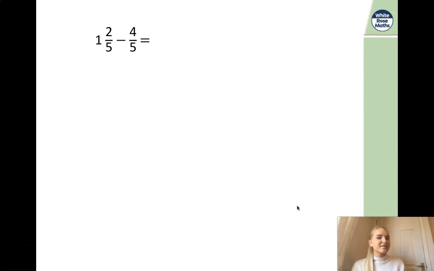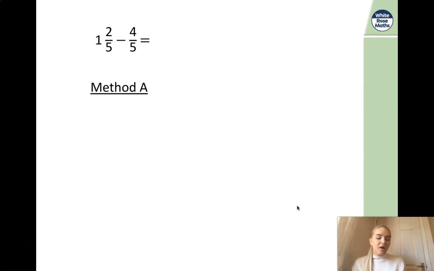Okay, we're going to look at something a bit different now. Here you can see that I've got a mixed fraction. Can you spot my mixed fraction? That's right, it's 1 2/5, subtract 4/5. Now, you might be thinking, Miss Newman, how do I work this out? There are 2 ways we can work this out, and I'm going to show you both ways, and then it will be your turn.